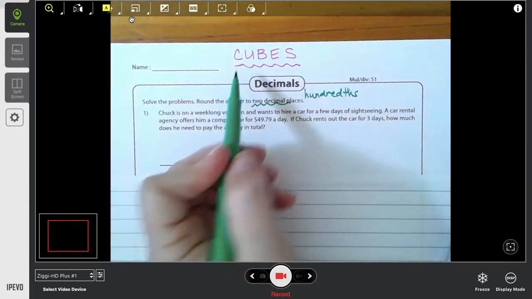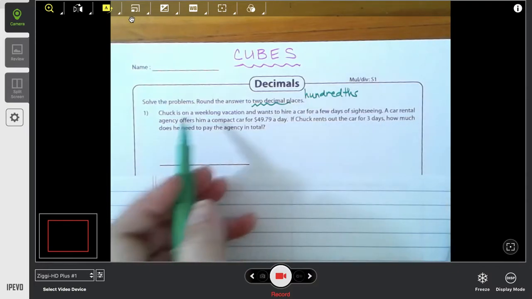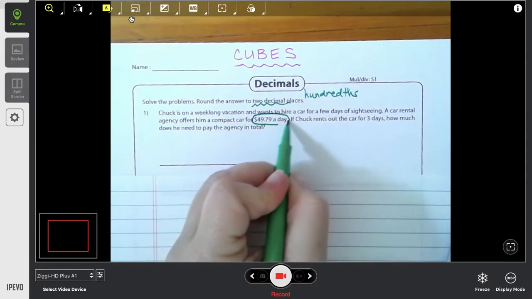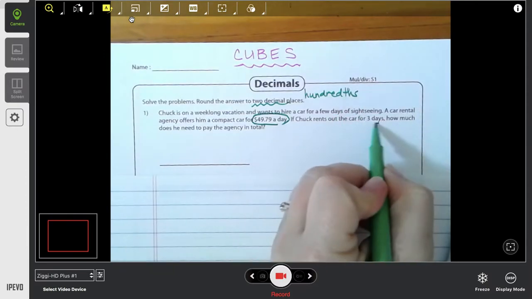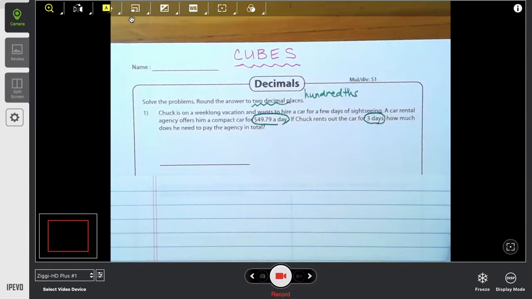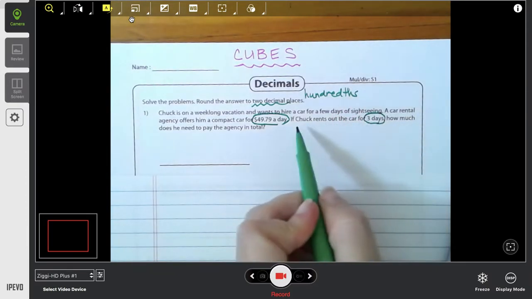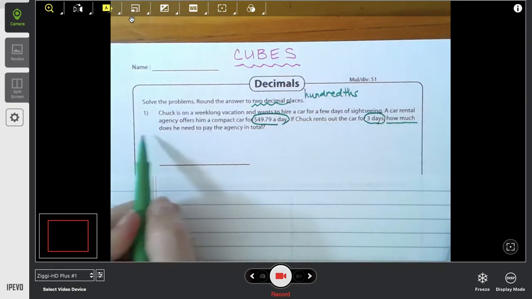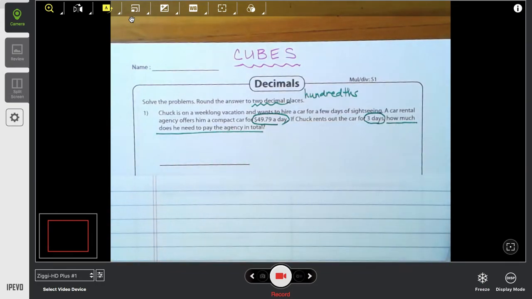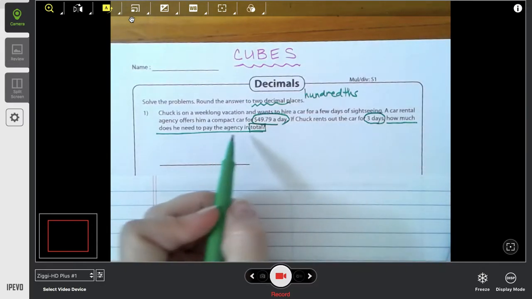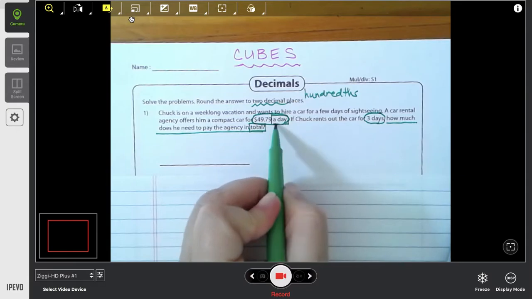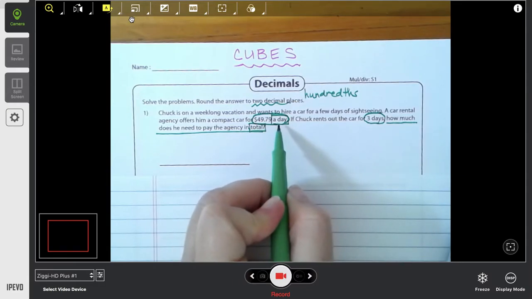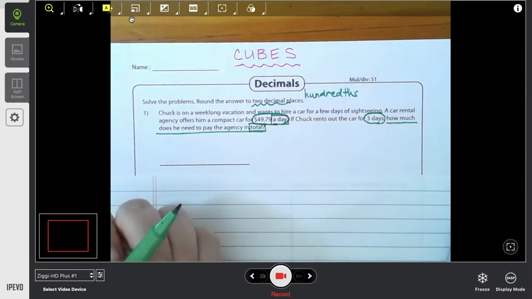All right, so let's circle our numbers. We know he has a price for a day. We know he's going to rent it for 3 days. Underline the question. If he rents it for 3 days, how much does he need to pay the agency in total? Let's box some keywords. Well, I know I'm going to find the total, so that means the total is unknown. We know that he's buying this or renting it for this much every day, a day, or each day.